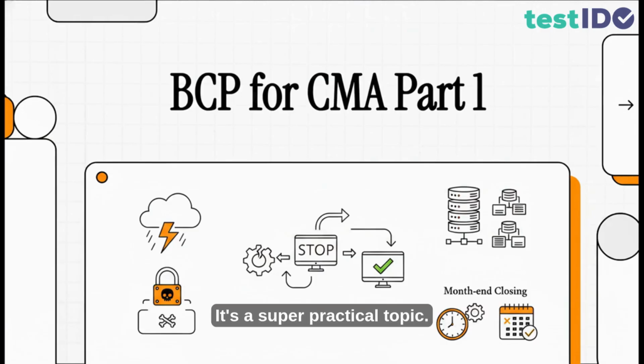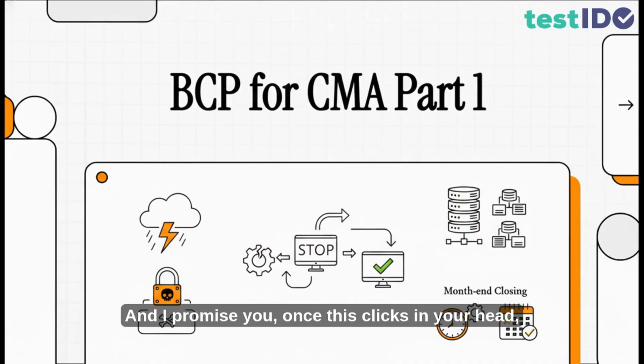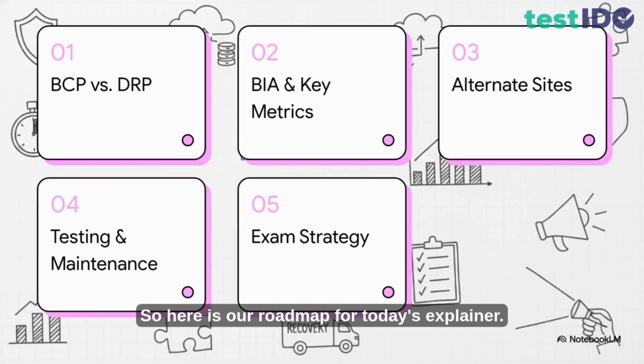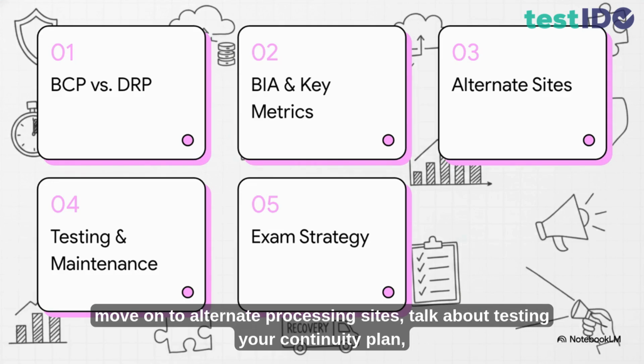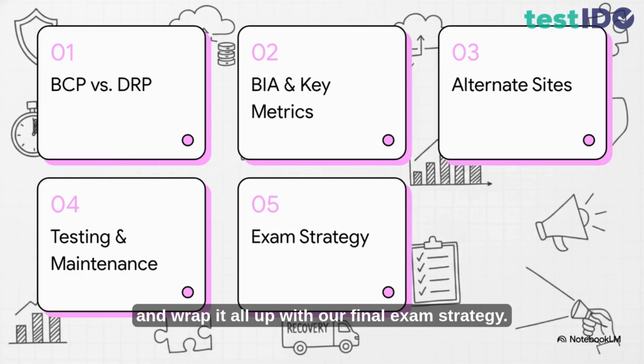It's a super practical topic, and I promise you, once this clicks in your head, it's going to guarantee you some really quick, easy points on exam day. So here is our roadmap for today's explainer. We'll start with BCP versus disaster recovery. Then we'll cover business impact analysis metrics, move on to alternate processing sites, talk about testing your continuity plan, and wrap it all up with our final exam strategy.